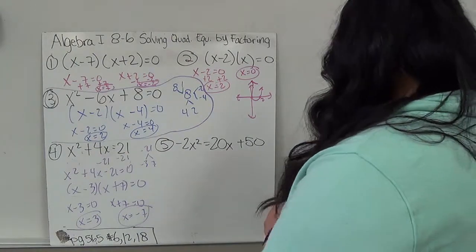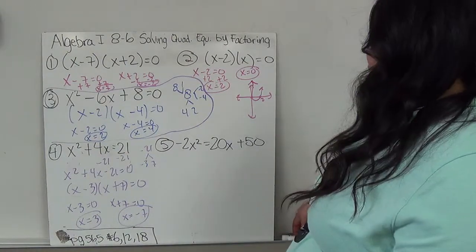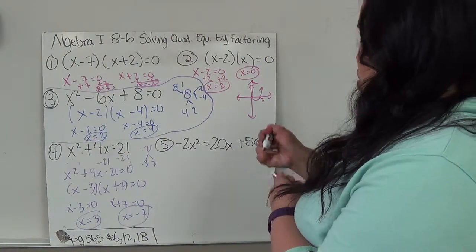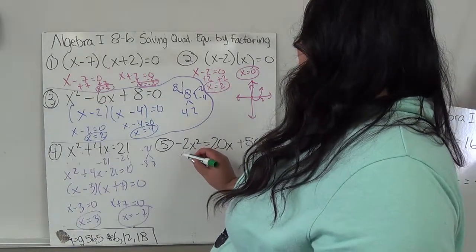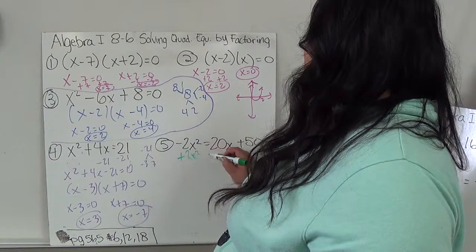Number 5 has another step added before. First, I'm going to make everything equal to 0. That's always my first step. So I'm going to take this and add 2x squared to both sides.